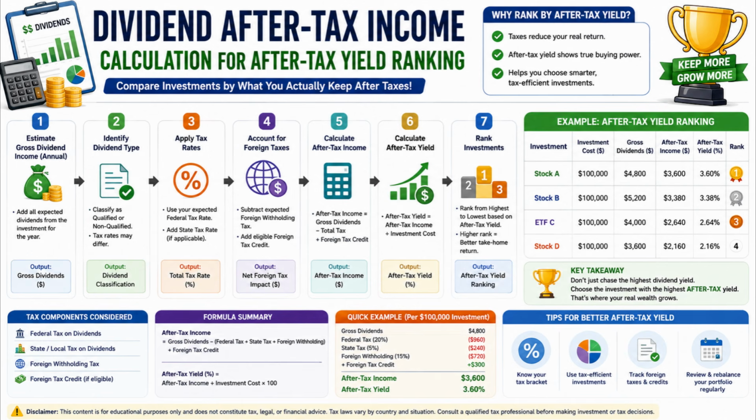Overall, dividend after-tax income calculation for after-tax yield ranking is about estimating gross dividends, classifying dividend type, applying tax rates, accounting for foreign taxes and credits, calculating after-tax income, converting it into after-tax yield, and then ranking investments based on the real return. By focusing on what you keep instead of only what you earn, investors can make smarter and more tax-efficient decisions.